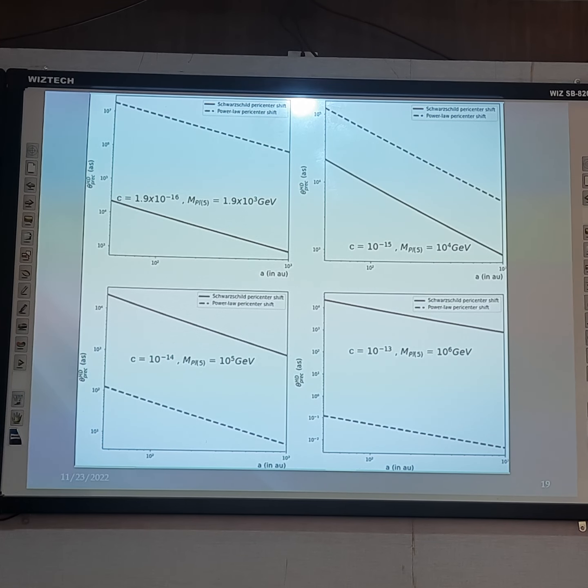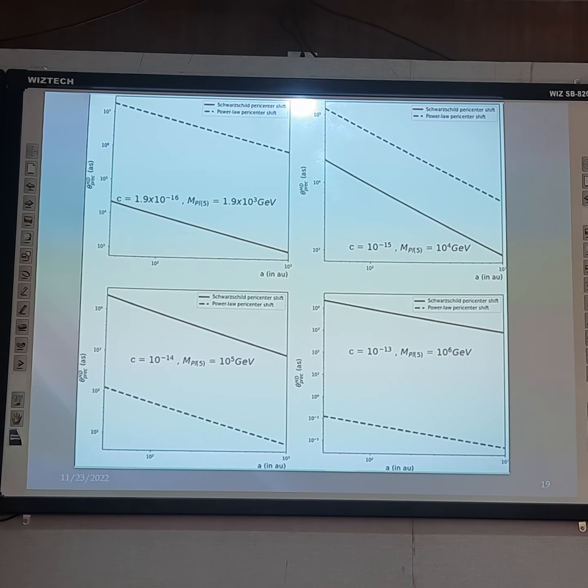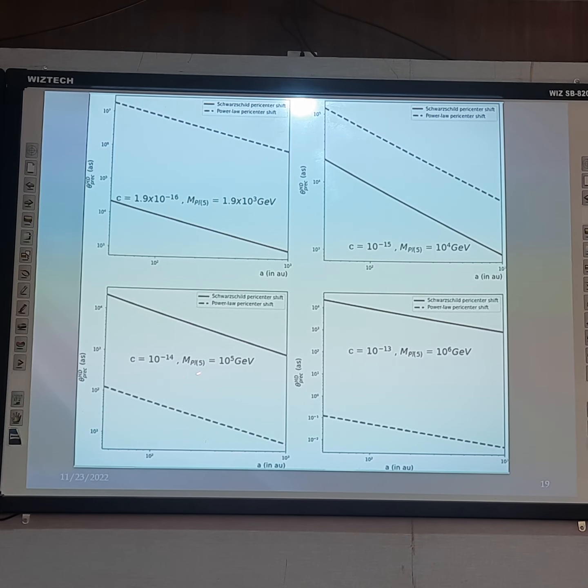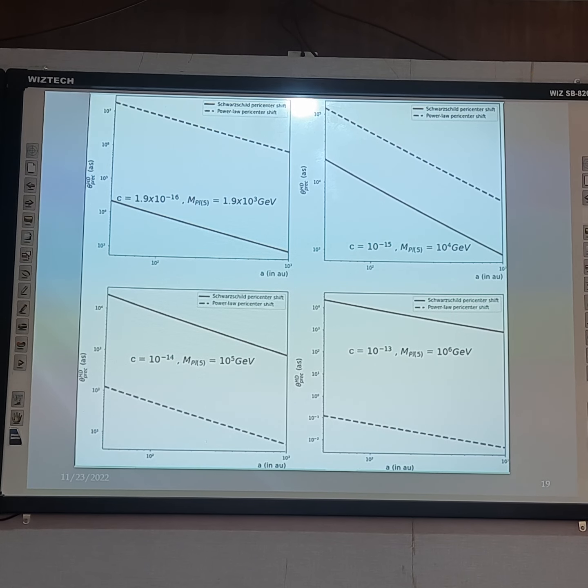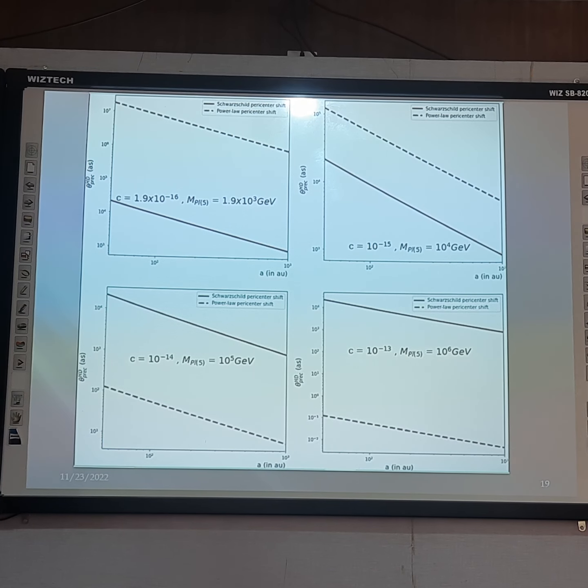If the Kaluza-Klein particle or the higher dimension exists, then it will be automatically ruled out by the upcoming observations, because it is above the Schwarzschild pericenter shift. Now if we go back to higher masses of the Kaluza-Klein particle, something like 10 to the power 5 to 1 million GeV, then you find that the effect of higher dimension is suppressed by the general relativity effect. These two graphs are showing that. So that says that this model can be easily ruled out.